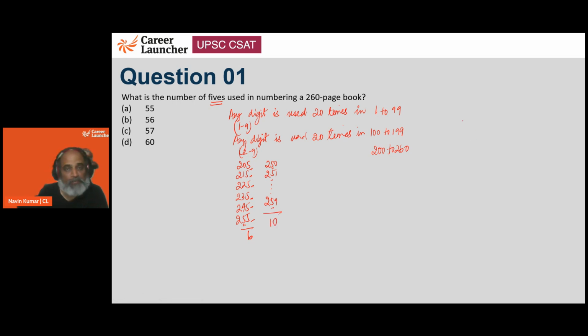So the total number of times 5 is going to be there will be 20 from 1 to 99, another 20 times from 100 to 199, and then another 16 times from 200 to 260. So we will have a total of 56 times that the 5 is written in a 260-page book. In other words, from 1 to 260, 5 is going to occur 56 times.